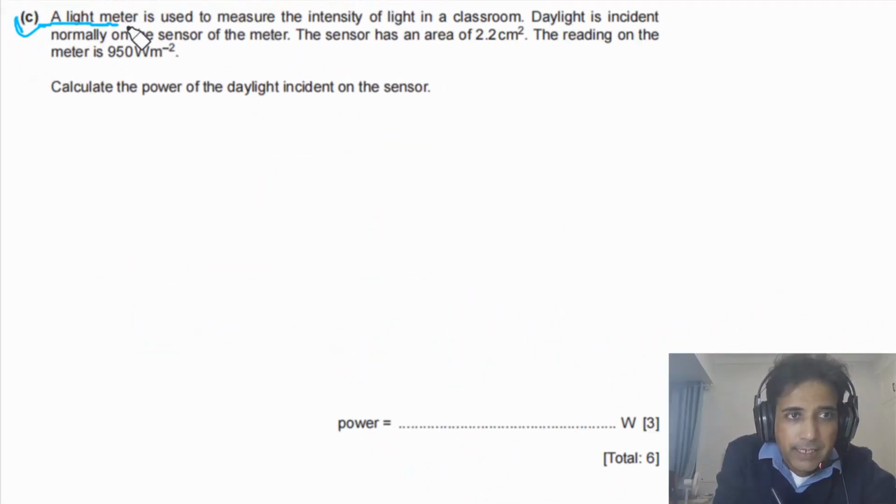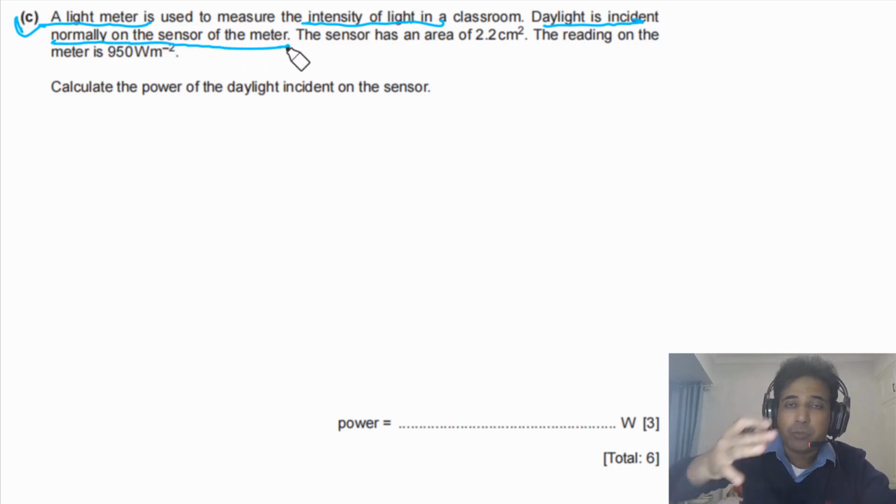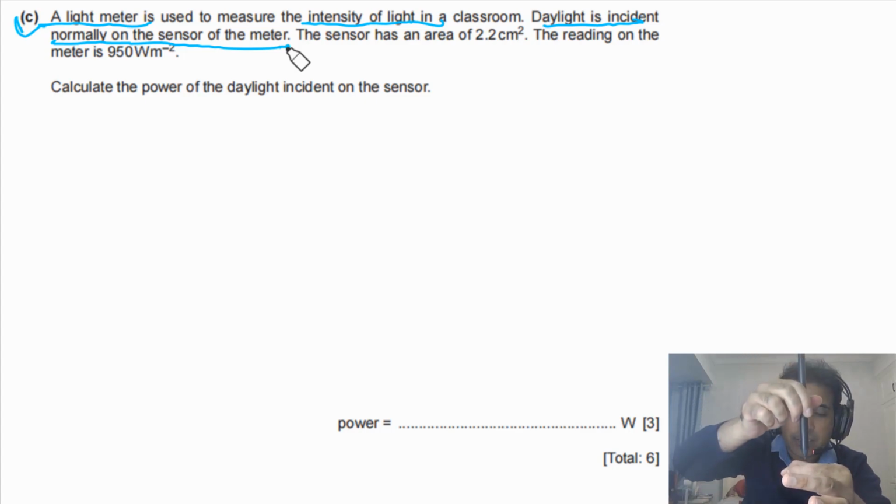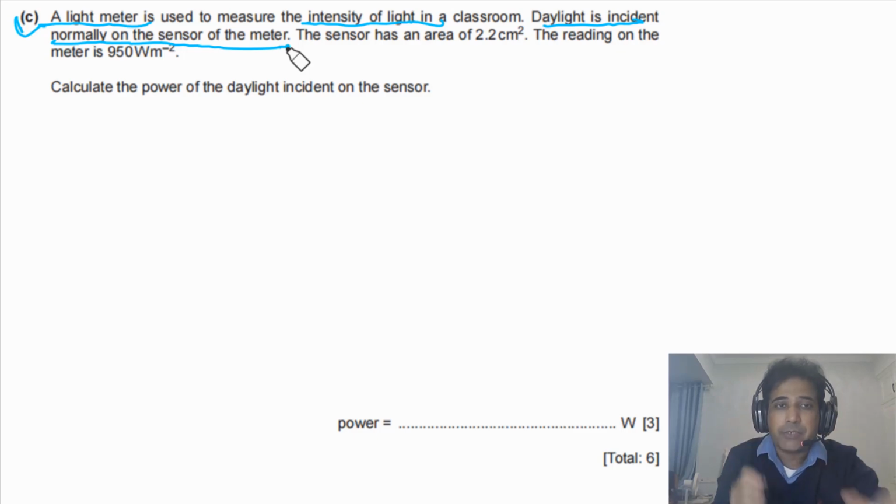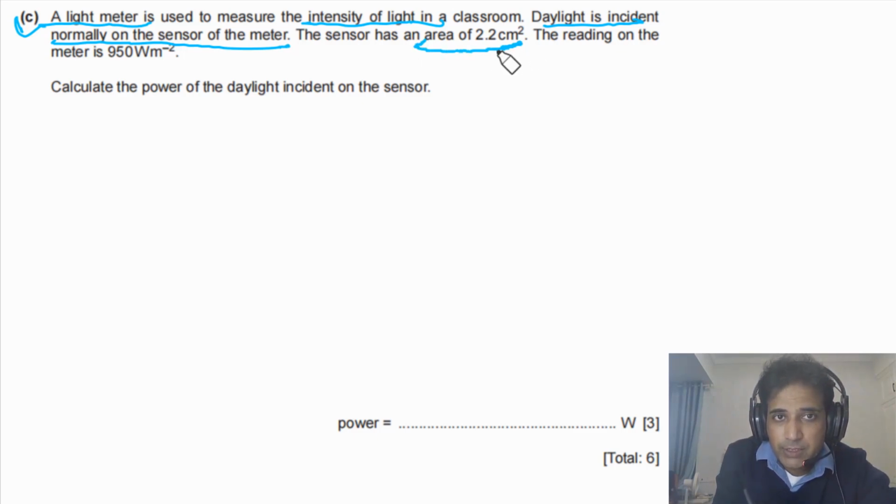Part C says a light meter is used to measure the intensity of light in a classroom. Daylight is incident normally on the sensor of the meter. Normally means that this is the area and the light is incident like this, so the angle between them is 90 degrees. The sensor has an area of 2.2 centimeters square.